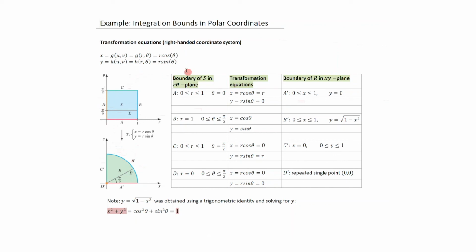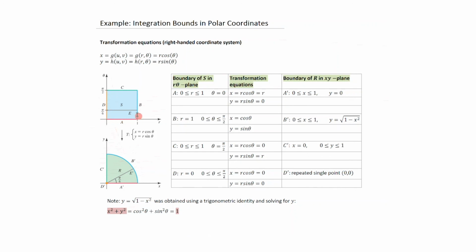All right, if we were looking at this particular example here, where you've got this square, the boundary of S in the r-theta plane and the boundary of R in the xy plane, let's start in the r-theta plane. We have segment A, which is here, and this is direction r, this is direction theta. So r can go from 0 to 1, and theta goes from 0 to pi over 2.